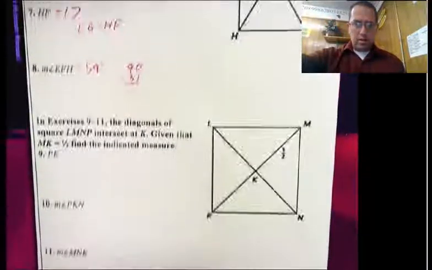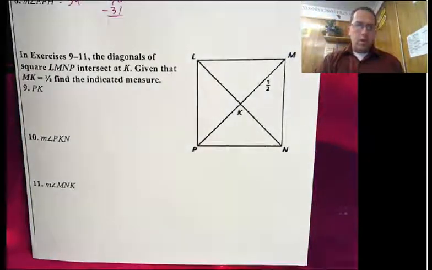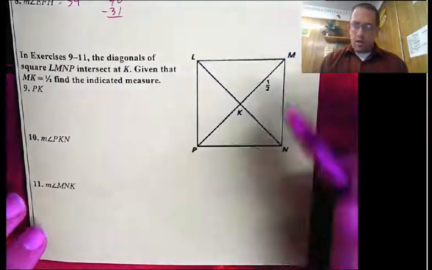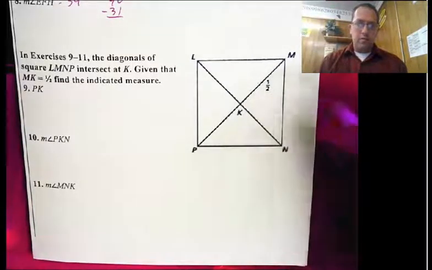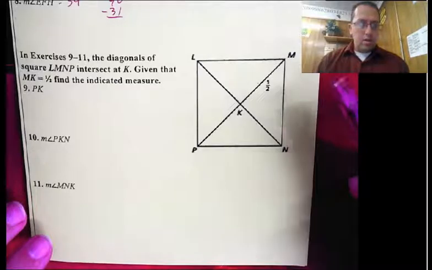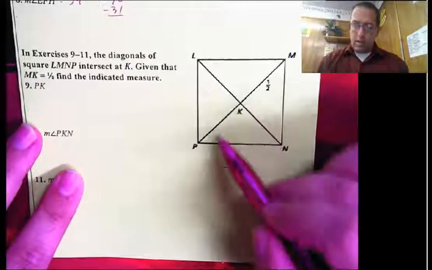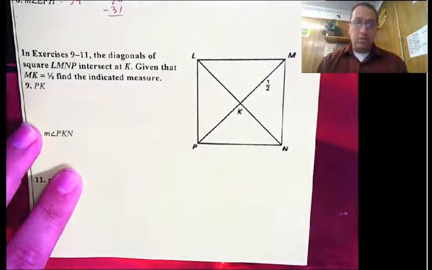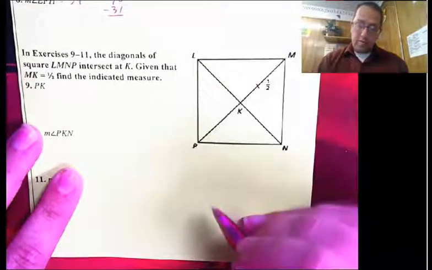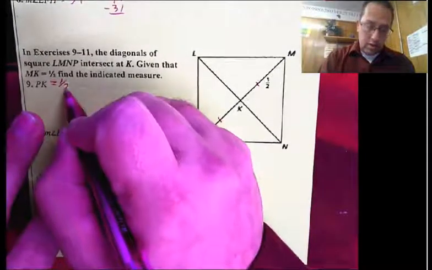All right, so now let's take a look at these last three. The diagonals of square LMNP intersect at point K. Given that the length of MK is 1/2, we need to find the other measures. The only thing they gave us was the length of this one piece of the diagonal. So first we need segment PK. Well, PK is the other piece of that diagonal, and this is still a parallelogram, right? So the diagonals are bisecting each other, which means this piece of the diagonal is congruent to that piece of the diagonal. So PK is also going to be 1/2.